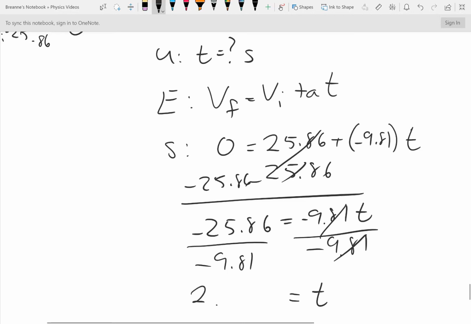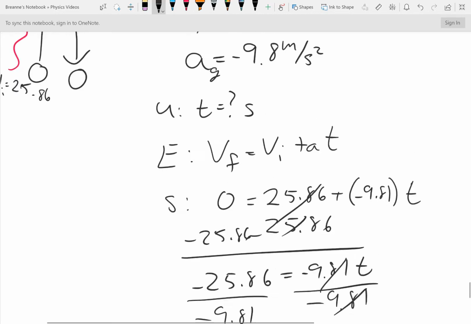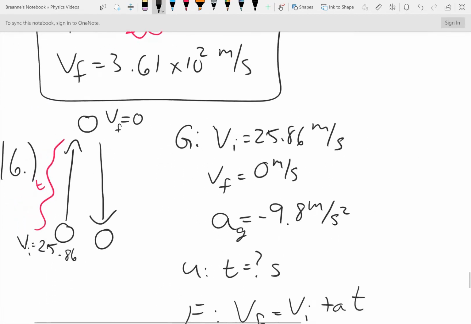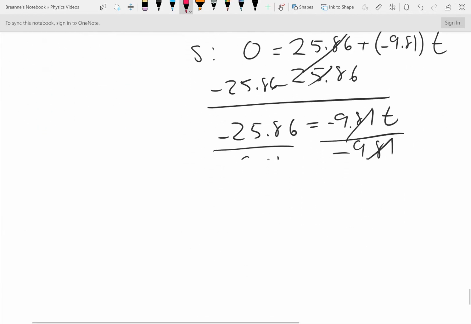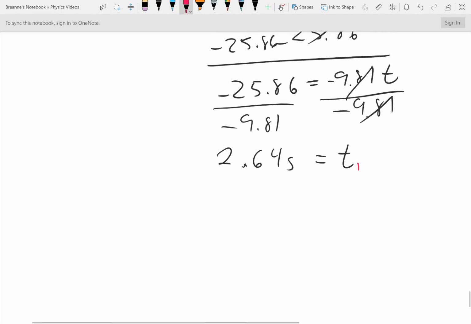And you get 2.64 seconds. But that is just for it going up. As for the total time it was in the air before she caught it, we have to take into consideration it going down. So in theory, this time just becomes half time. So our total time would be that doubled, which will give us 5.27 seconds.